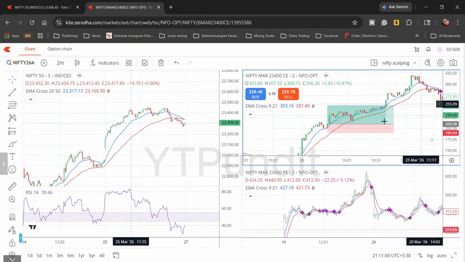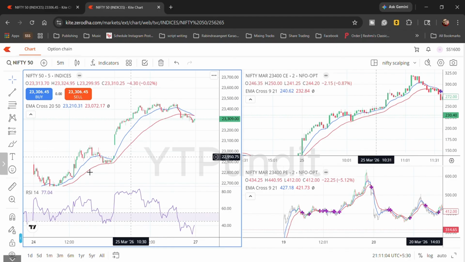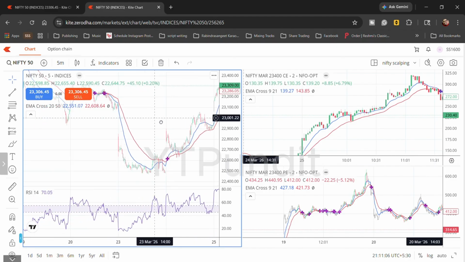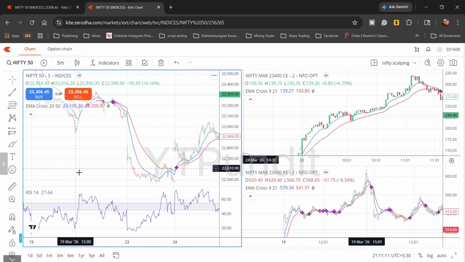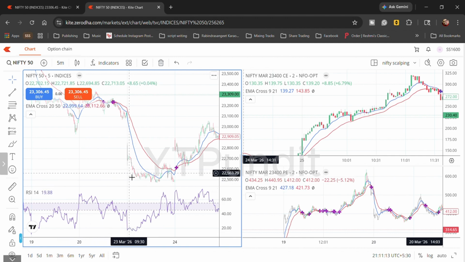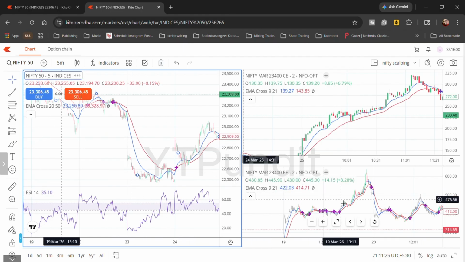Let us take one downtrend example. Here it was a completely downtrend, that is on 23rd. On 23rd, you can see that the blue line is below the red line and the red line is slanting down. So on 23rd, we should take the trade in P.